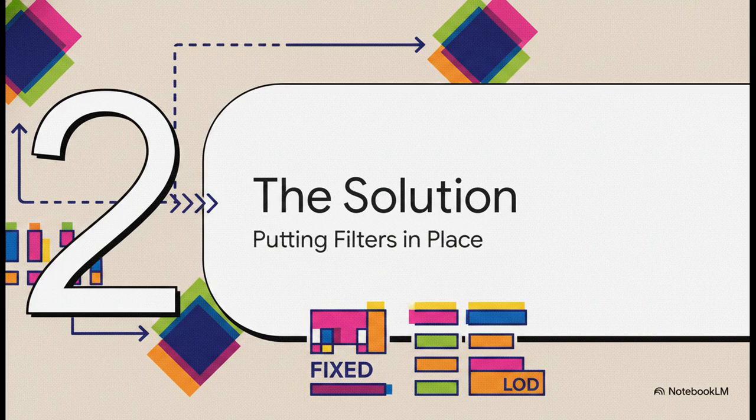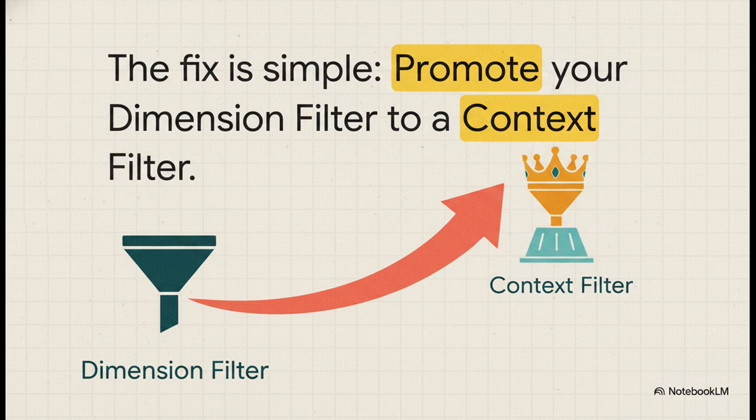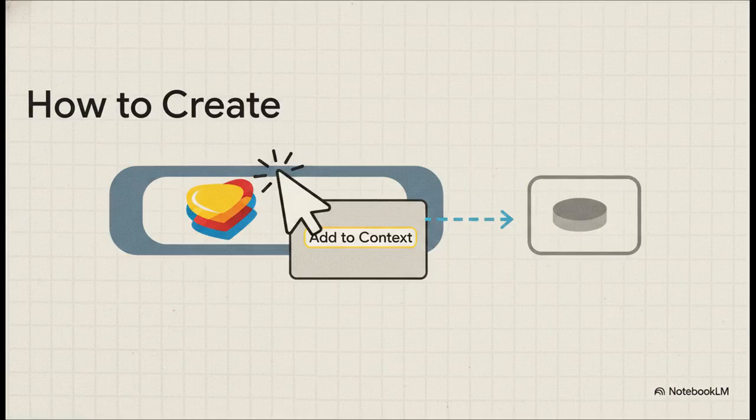Okay, so that's the problem. But what if we could just take our filter and move it up the list? What if we could tell Tableau, hey, apply our region filter before you calculate that fixed LOD? Well, as it turns out, we can absolutely do that. And you know what? The solution is so simple. All we have to do is promote that dimension filter to something called a context filter. And it's literally 2 clicks.